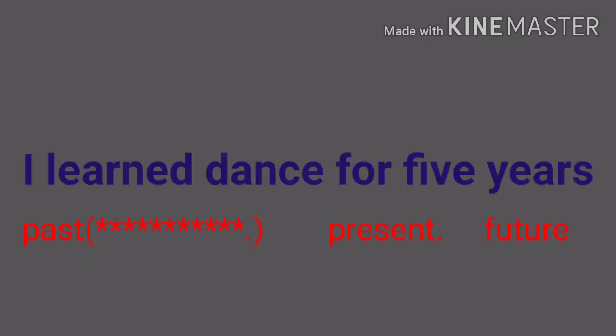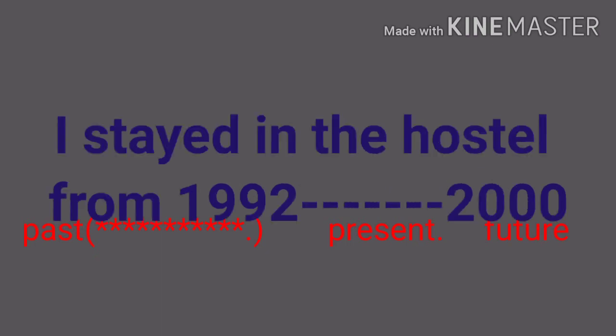I learned dance for 5 years. That 5 years started and ended in the past. It did not continue to the present. Another sentence: I stayed in the hostel from 1992 to 2000. Both these years are in the past. So it started and ended in the past. We are using the simple past tense verb stayed.